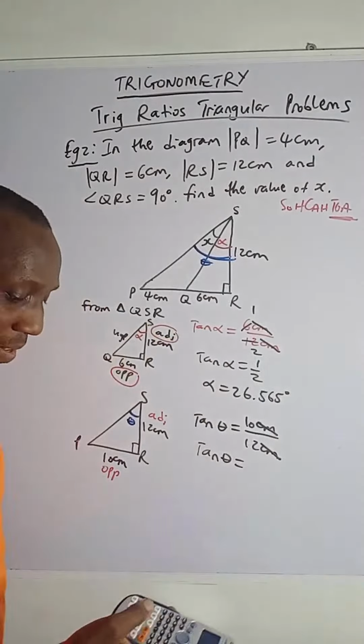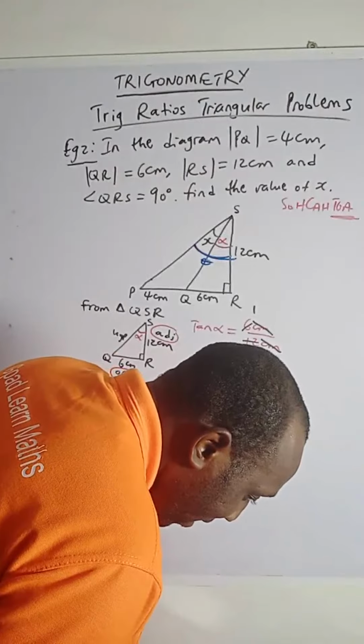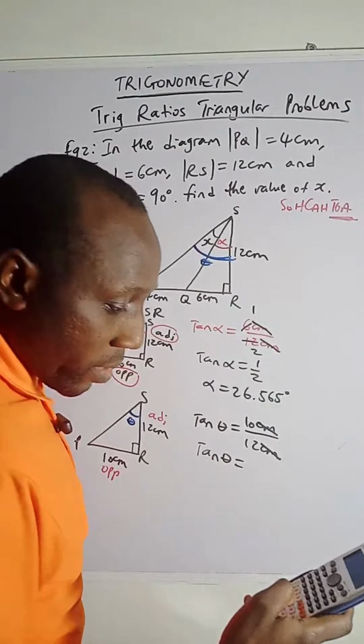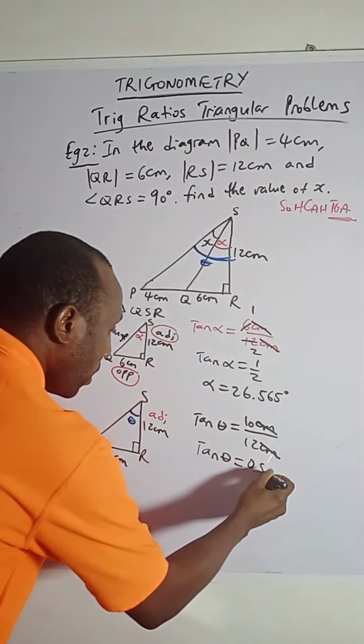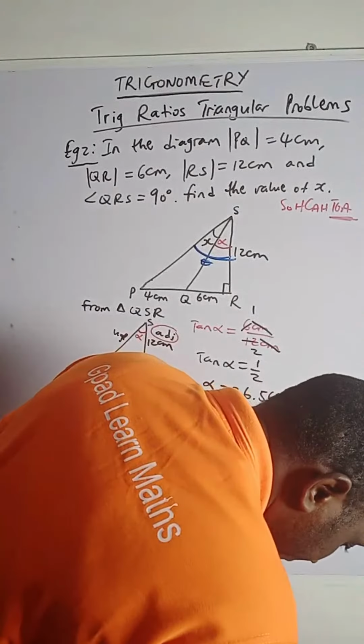So tan theta is equal to, what's 10 divided by 12? What is 10 divided by 12, people? It is 0.8333. Okay? So what's the tan inverse of that?